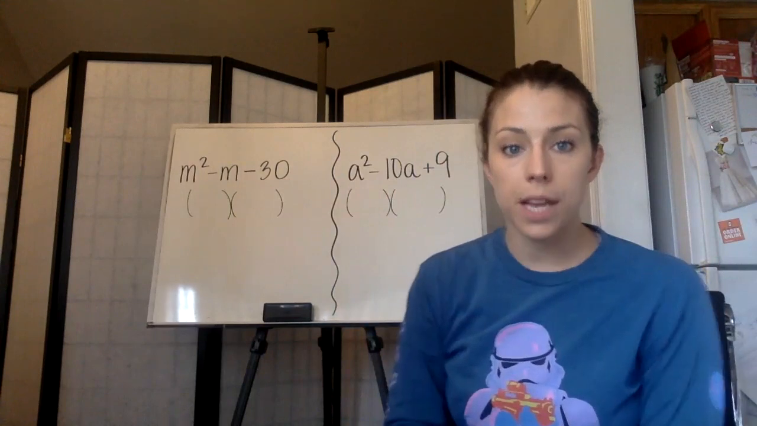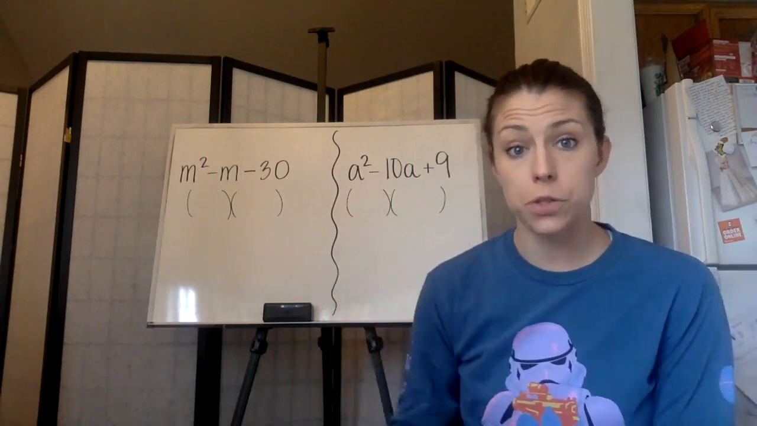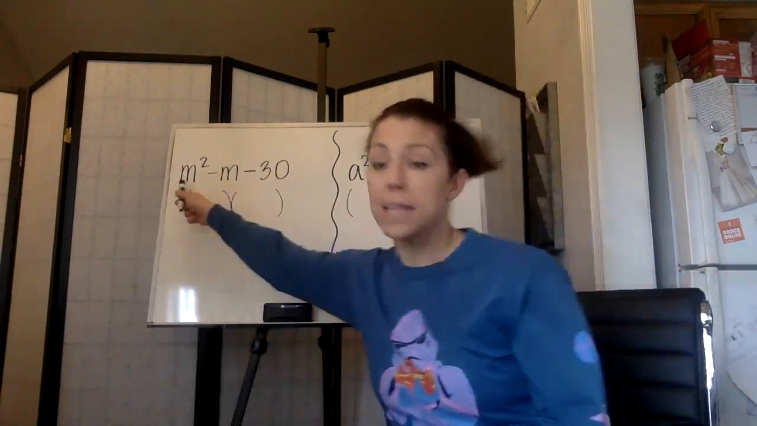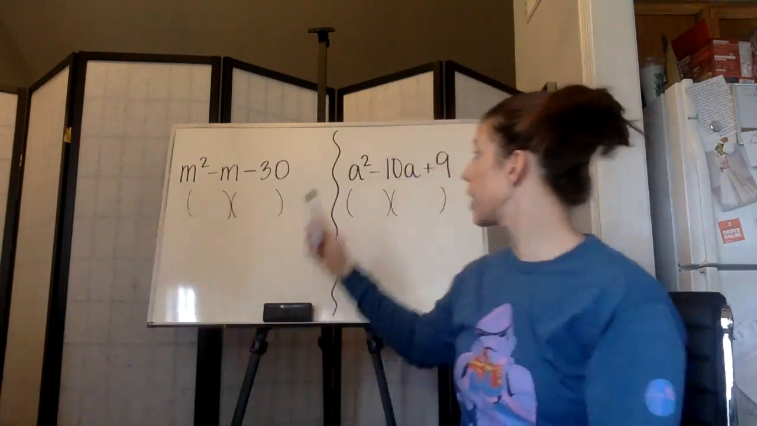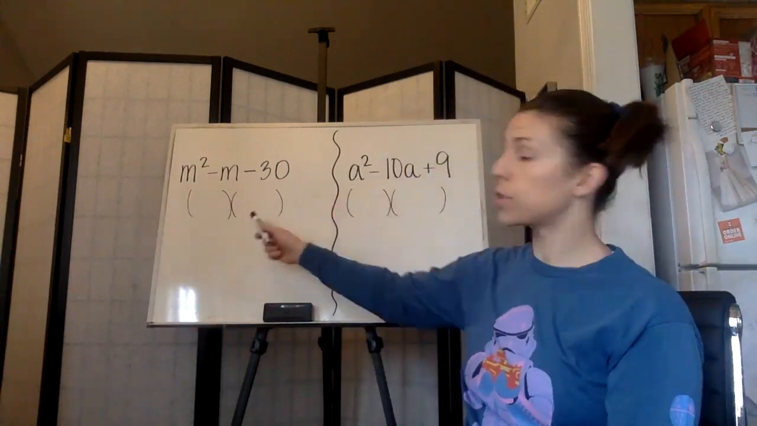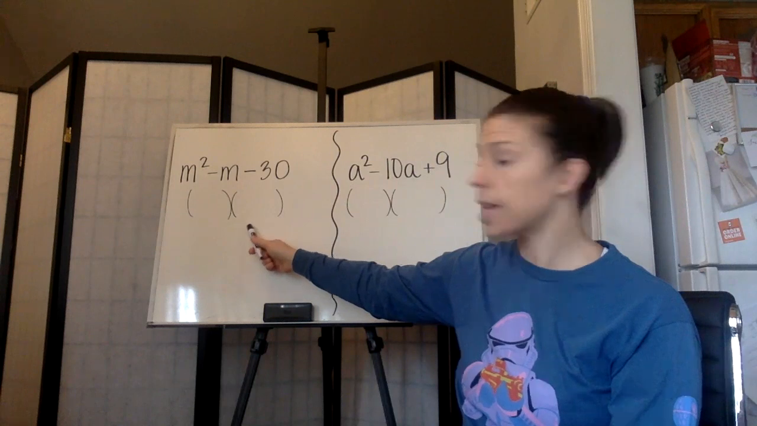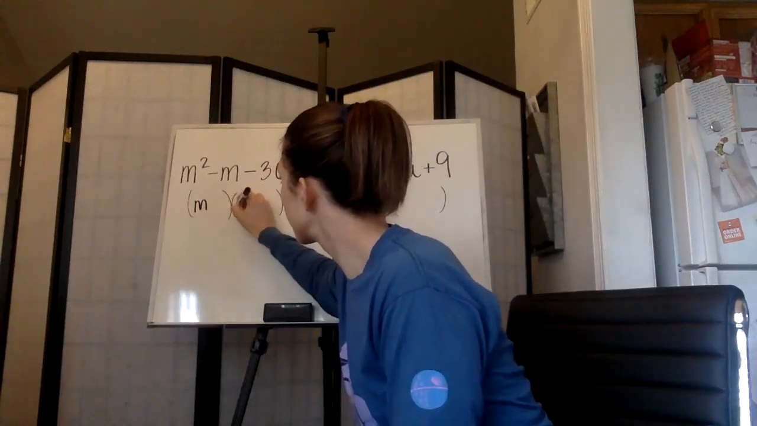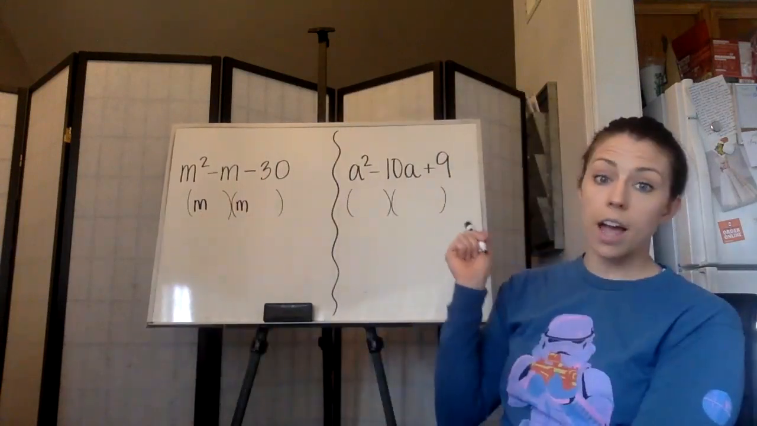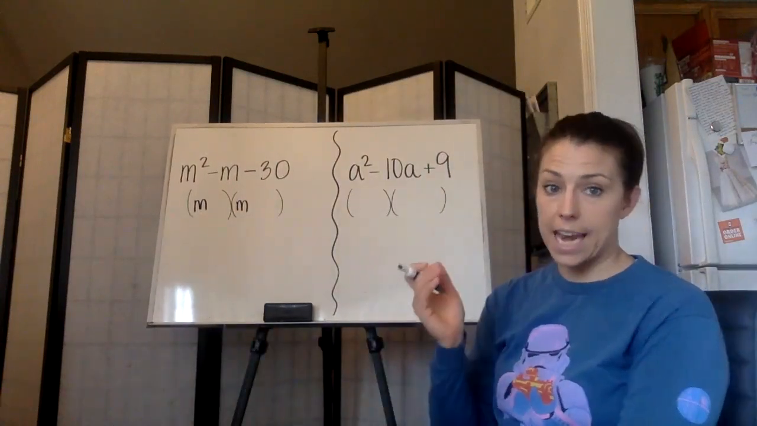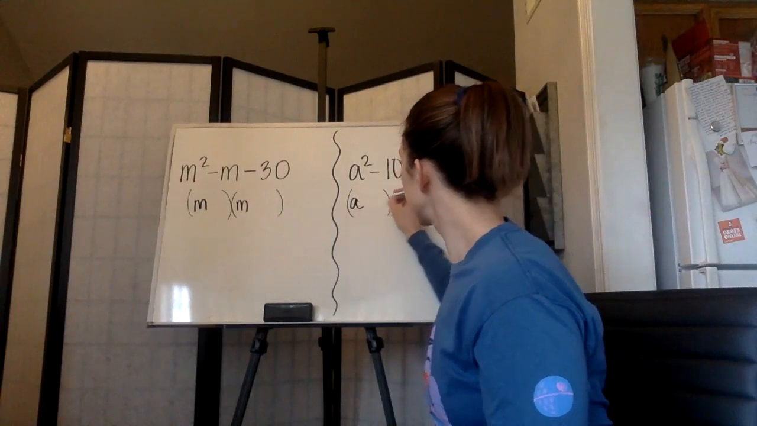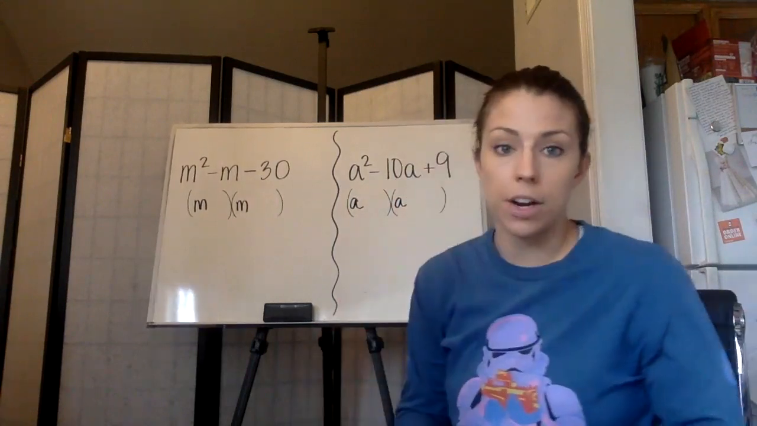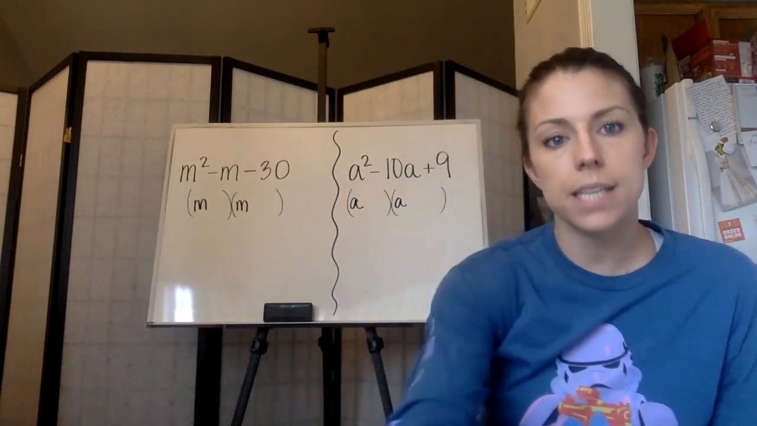Okay, in addition to putting in the structure, I can also put in the first term in each binomial, because I know what times what is m squared and what times what is a squared. So over here, my first term is going to be m and m. Over here, I know my first terms are going to be a and a, whatever the variable is. Now we play the P's and Q's game.